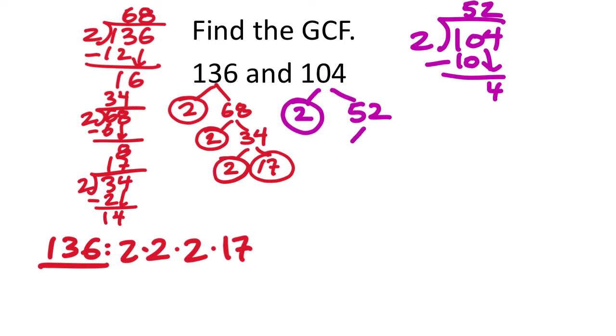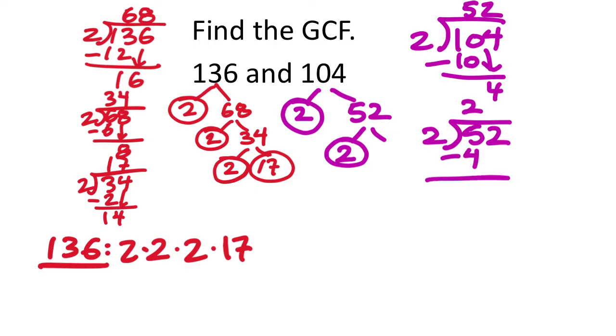Well, 52 is not prime because it's an even number in the ones place value, so it also is divisible by 2. So 52 divided by 2. 2 goes into 5 2 times. 2 times 2 is 4. Take that away from the 5, and you got 1 left over. Drop the 2 to make it 12. 2 goes into 12 6 times. So then we got 26.